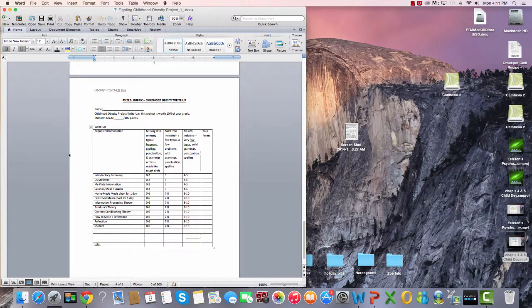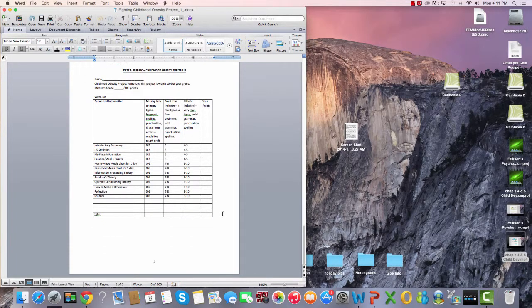This is the grading rubric. This is what you get graded on for each section. It's a total of 100 points. Again, if you have any questions, email me and I'll get back to you.